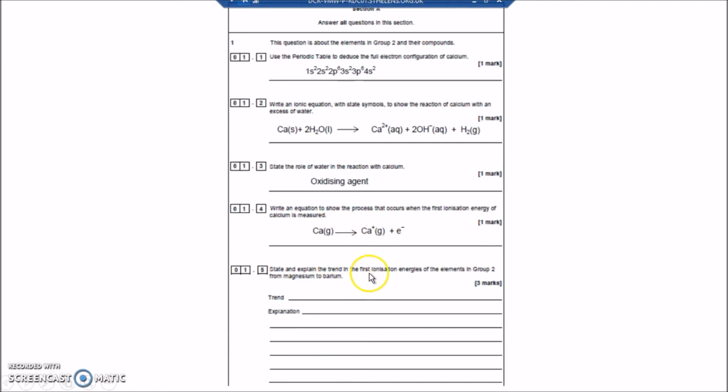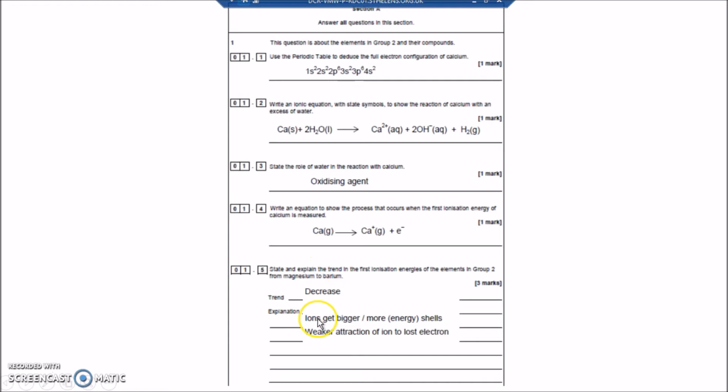State and explain the trend in the first ionization energy of the elements in group 2 from magnesium to barium. Well, they get smaller. The reason they get smaller is because the ions are getting bigger. They're getting larger and larger as you go down the group, or you could say they're getting more shells. And as they're getting bigger, the nucleus is further away from the outer electron, so the electron is lost more easily. The nuclear attraction is less because the nucleus is further away.